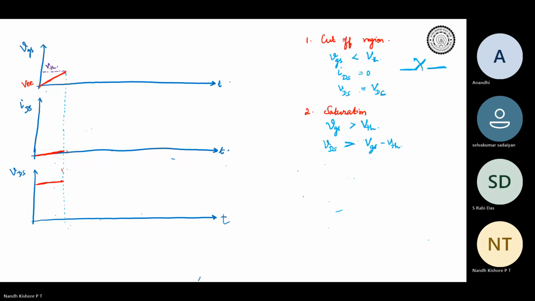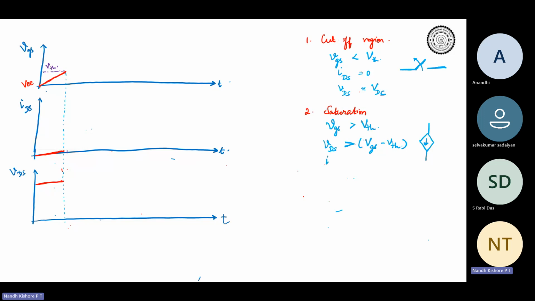If VGS is more than V threshold and the drain source voltage across the device is much higher than VGS minus V threshold, then the device is in the saturation region. In this condition, the device behaves like a voltage controlled current source, or a dependent current source.